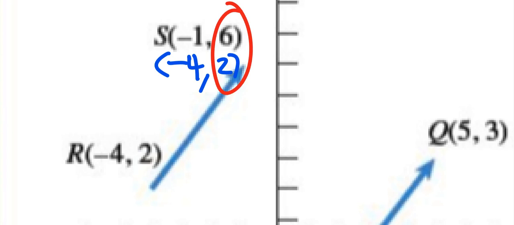If you subtract those, what do you get? 6 minus 2? Well, that's 4. Okay, all right, 4. Oh wait, that's not even right. Okay, how about -1 minus -4? 3. 3.